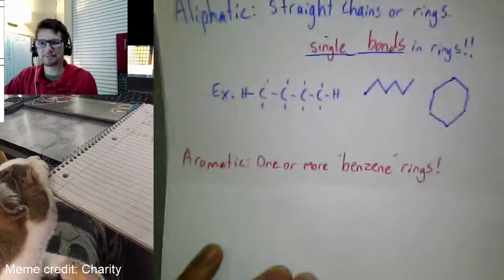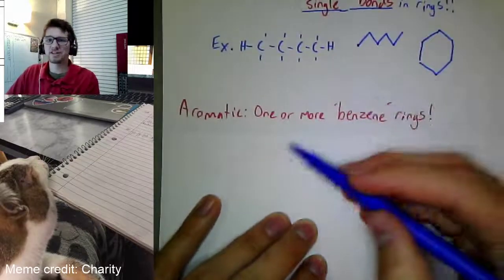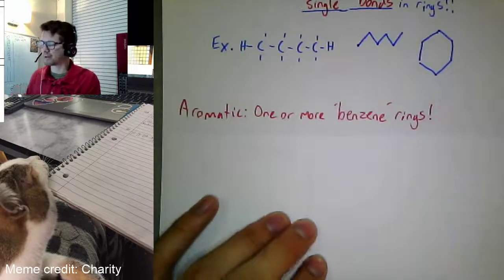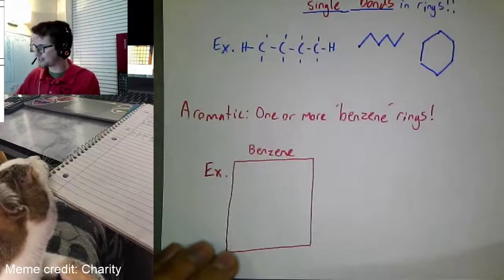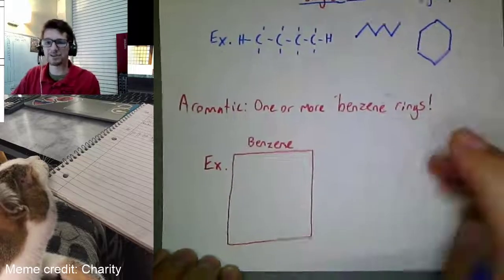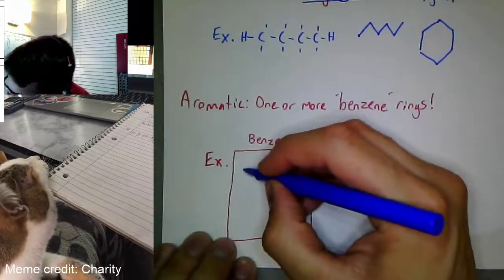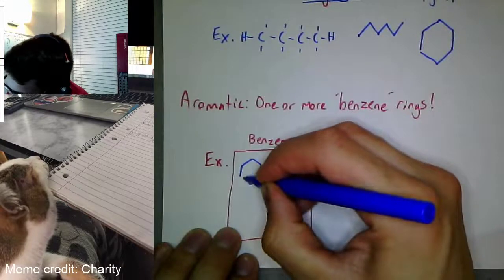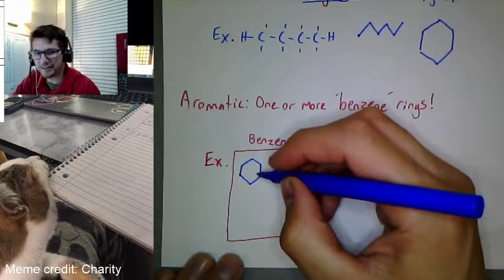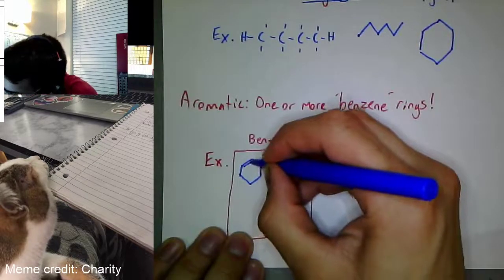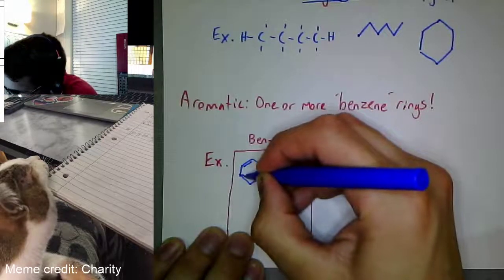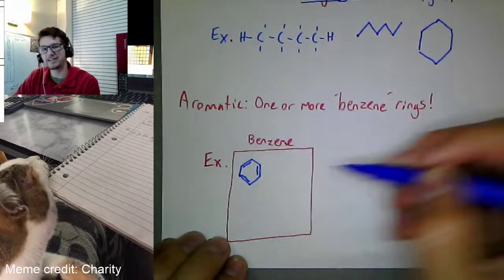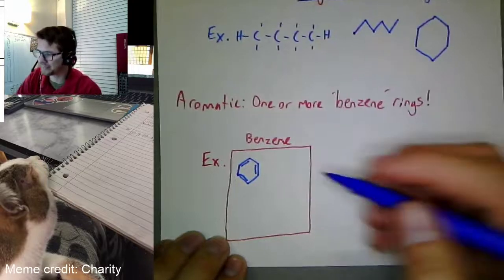What's aromatic mean? Aromatic means you have one or more benzene rings in the structure. Now, what's a benzene ring? I've drawn this twice now, and I'm about to draw it again. A benzene ring is our trusty dandy hexagon friend, and it's the one that has double bonds on every other side. So it's a ring that has 3 double bonds in it.